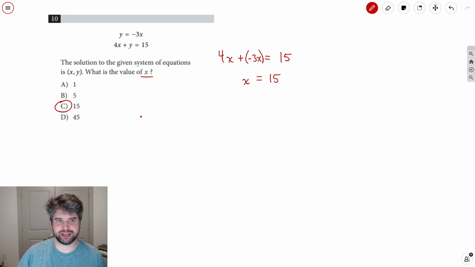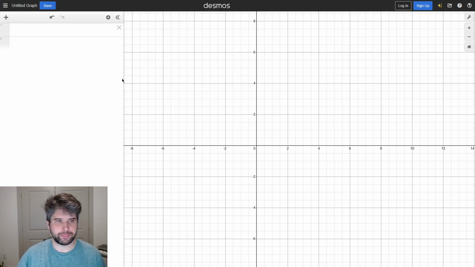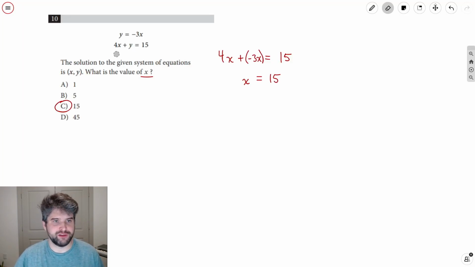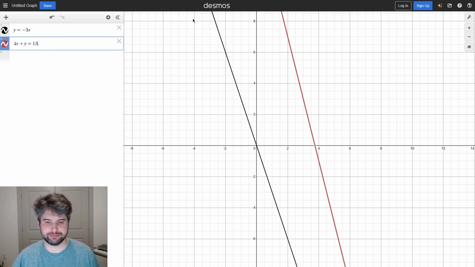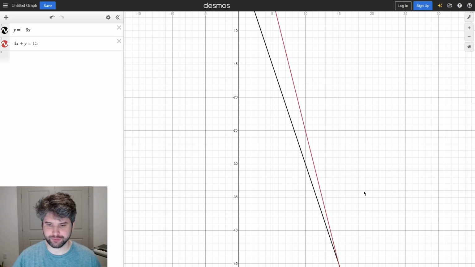So take this equation, y equals negative 3x. All right, we've got that equation. And then 4x plus y equals 15. And we are looking for the point where they intersect, if they do intersect at all. It looks like they're coming to a point down in the graph, so we're going to have to zoom out maybe and come down here.